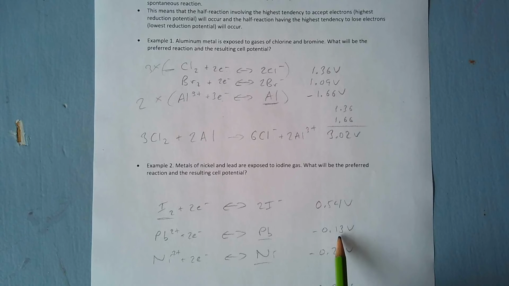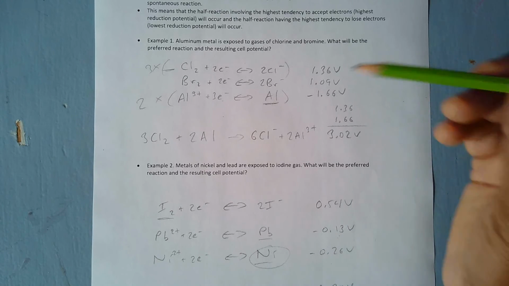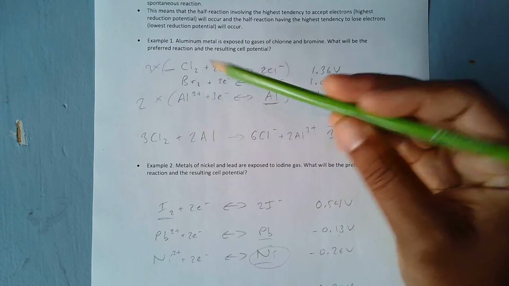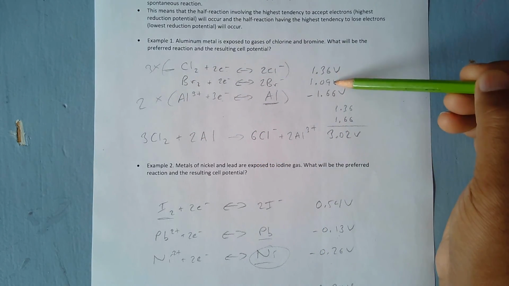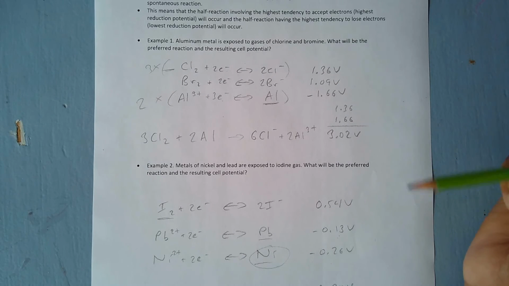So remember, when these get flipped around, their signs go opposite. So this will become positive 0.13, this will become positive 0.26, and so it'll be the nickel then that gives you the greatest cell voltage. They're at 2 electrons, so we don't need to multiply them by anything. And just a reminder, going back to this one, when we multiply the half reactions, we don't multiply the voltages. Okay, so they stay as is. The only thing that happens is when we flip around, the sign goes opposite.